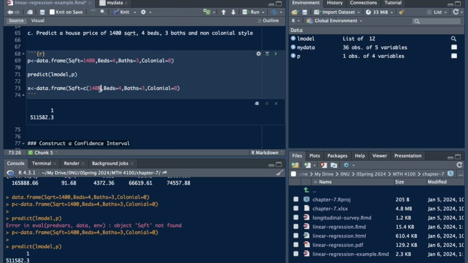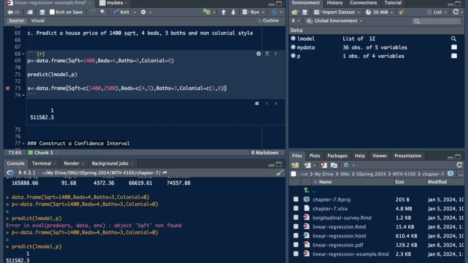So C, I would like to predict, I close the parentheses, two houses with different sizes. The first one 1,500, the second one 2,400 or 2,500 square foot. Then the two houses, the first one again with 4 bedrooms, and the second house is with 5 bedrooms. The baths, I'm going to keep it 3, both of the houses 3. You can keep it 3 or you can create a vector C, 3, 3, the same thing. I'm going to keep it 3 as is. And the first house is a colonial, the second one is not. So C is going to take a value of 1. The second one is going to be not colonial.